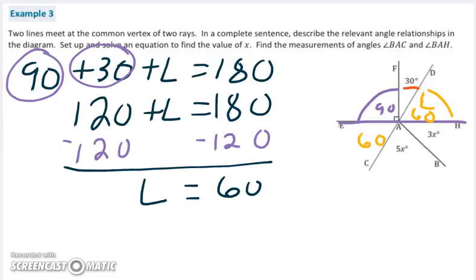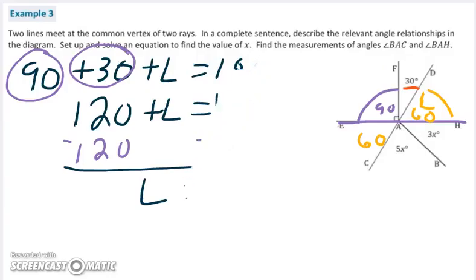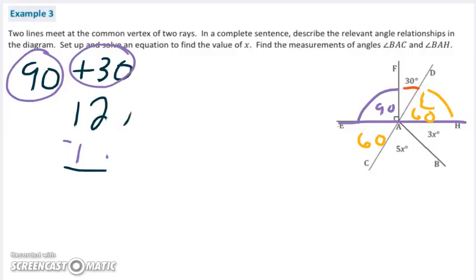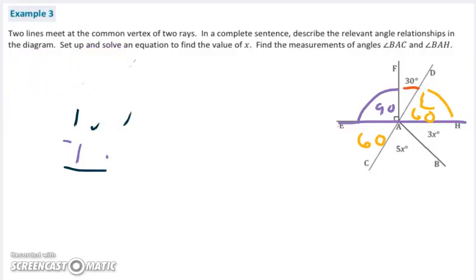That guy right there would also be 60. So let's fill him in. Well, now that we know that, let's erase all this. Well, you would keep your work. I need some space here so I can find out the second part.